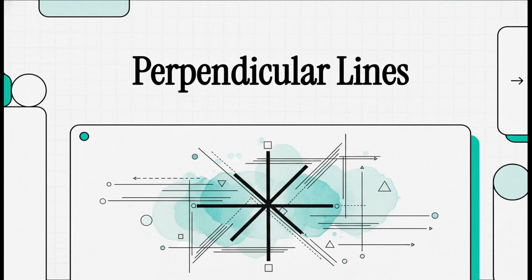Hey everyone, and welcome! Today, we are diving into one of those super important ideas you see everywhere in math, perpendicular lines. And trust me, they're not just on your homework. They're in the room you're in right now, they're in the layout of entire cities, and they all follow this one secret mathematical code. So in the next few minutes, we're going to unlock it together.